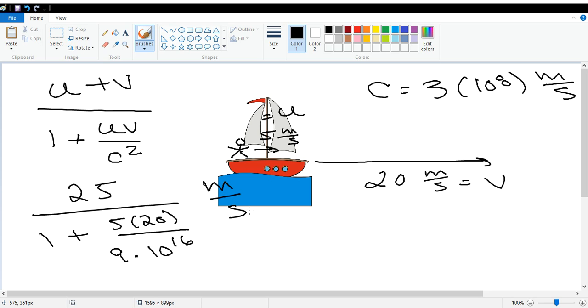Now, as you could probably see, 25 divided by 1 plus 5 times 20 divided by 9 times 10 to the 16th is pretty close to 25. In fact, it's 24.999 something. However, we begin to see, as we will see in future videos, that the relativistic equation of velocity produces a much different speed when both u and v are close to light speed.